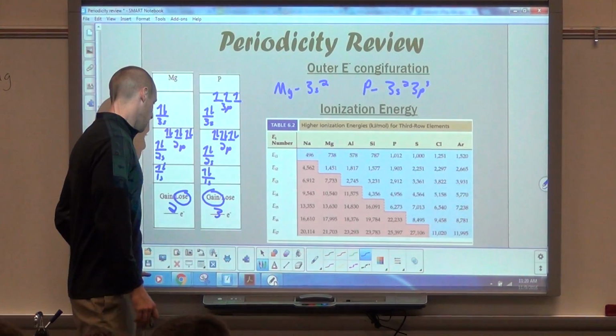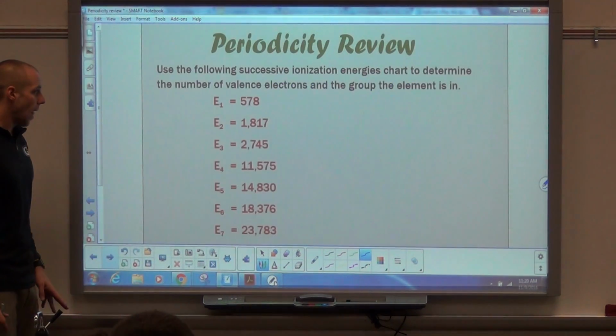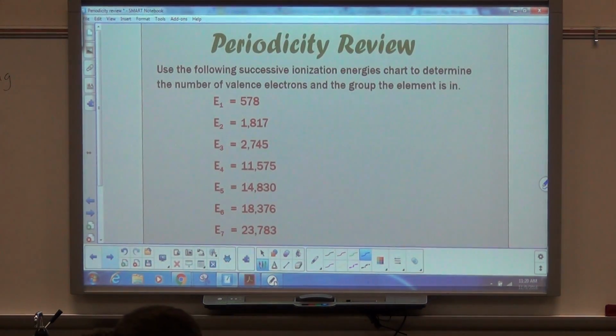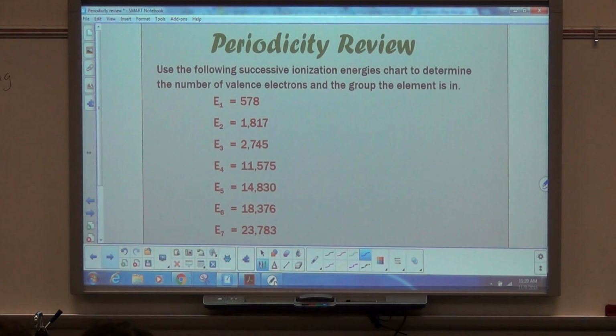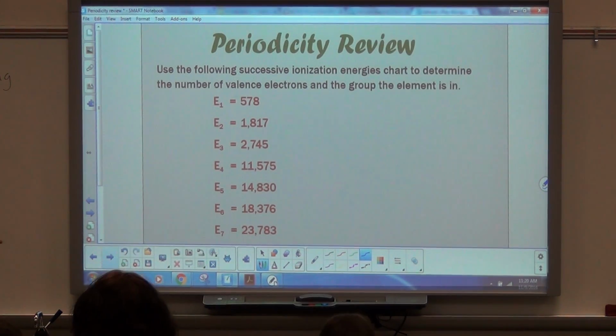Perfect. We're going to do one where we look at successive ionization energies. Okay? There's 2 parts to this type of problem. We're only going to do one of these right now. You have 2 on your review sheet. If you're still confused after that, please come and see one of your chemistry teachers.